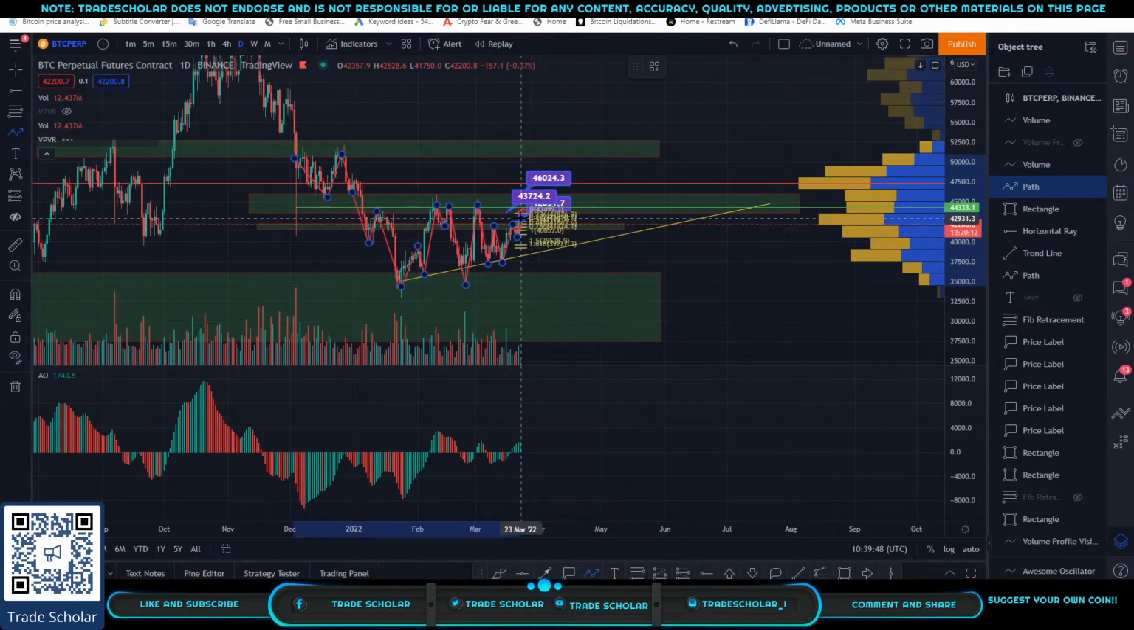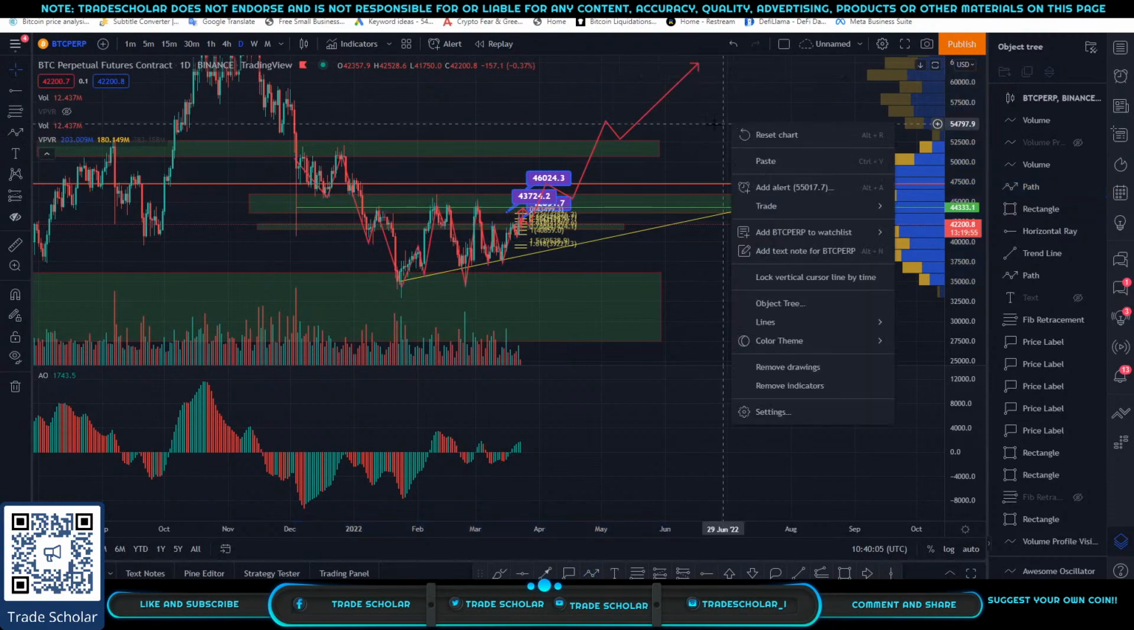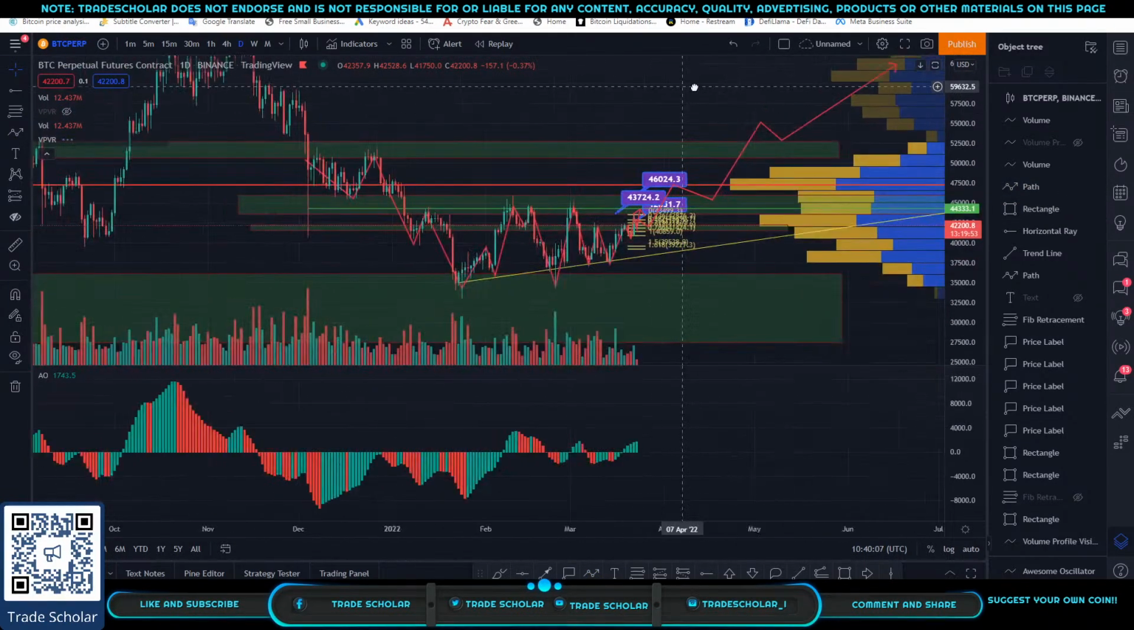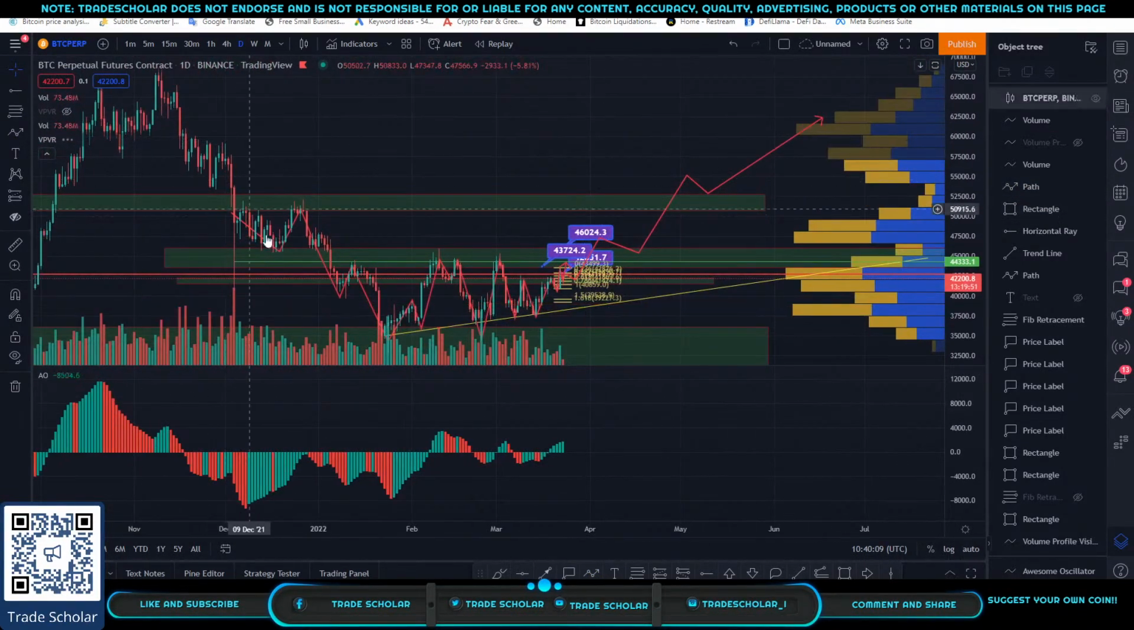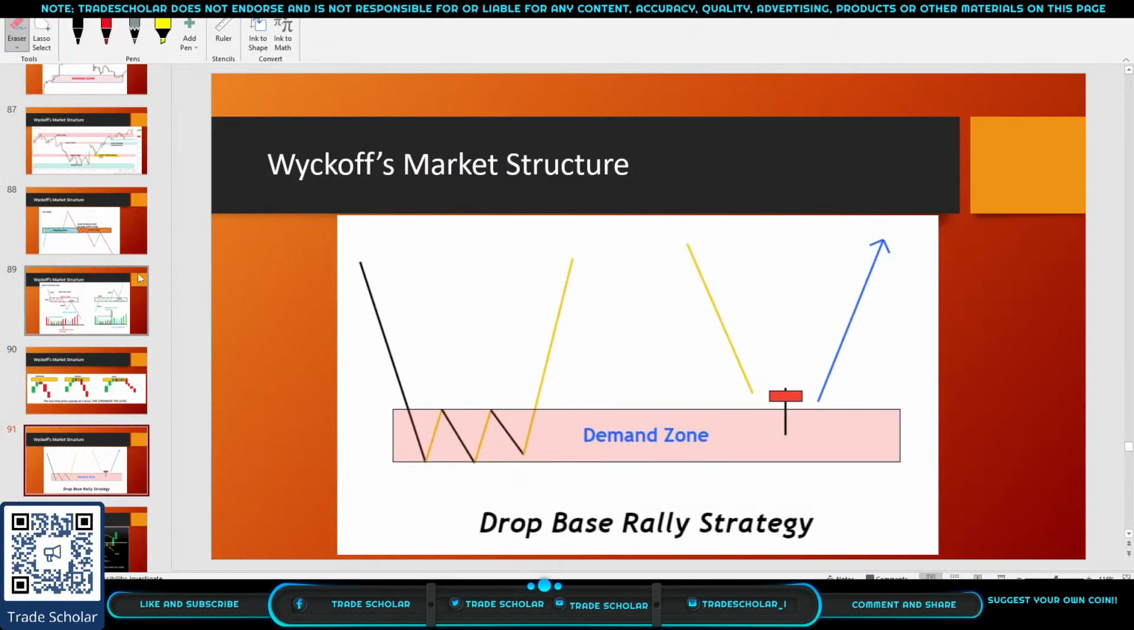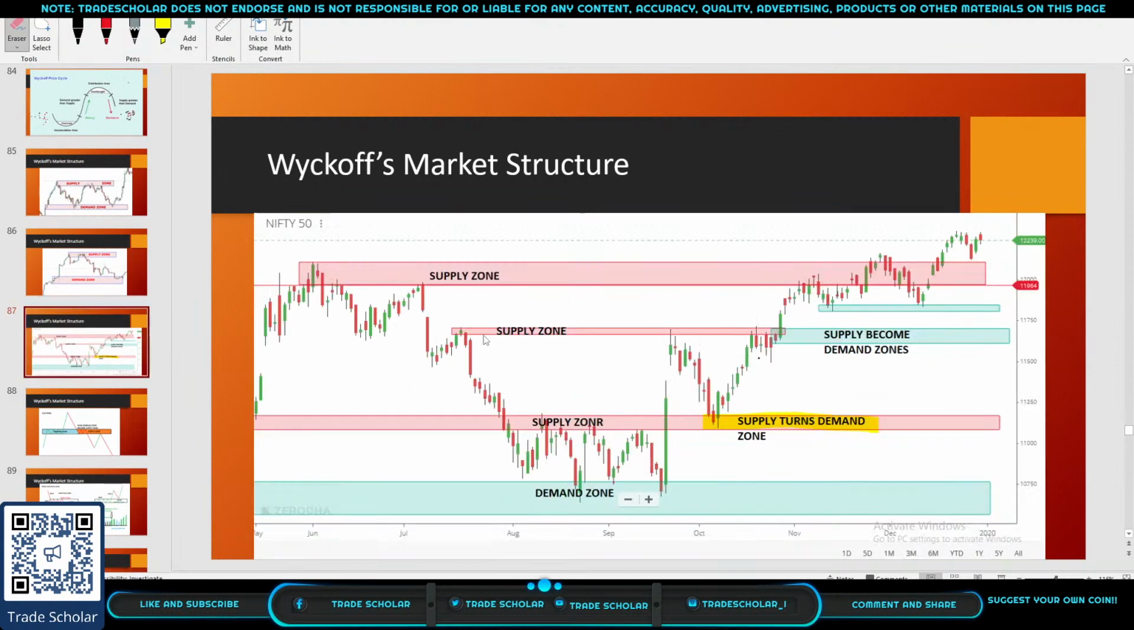Now what we are going to do is convert all this supply area into a demand area. Once broken, we're going to make it a demand area, it pumps, and then we change it to a demand area, then pumps, then we change it to a demand area, then pumps. This is the possibility of supply area changing into a demand area. You see this one here. Here, supply zone, then demand zone.